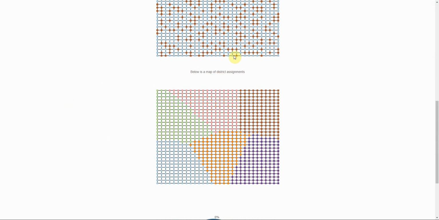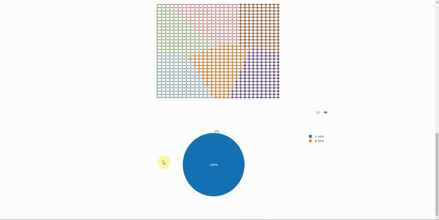As you scroll down, you'll see a map of the district assignments, and finally, you'll see a pie chart representing the ratio of the wins for the two parties.